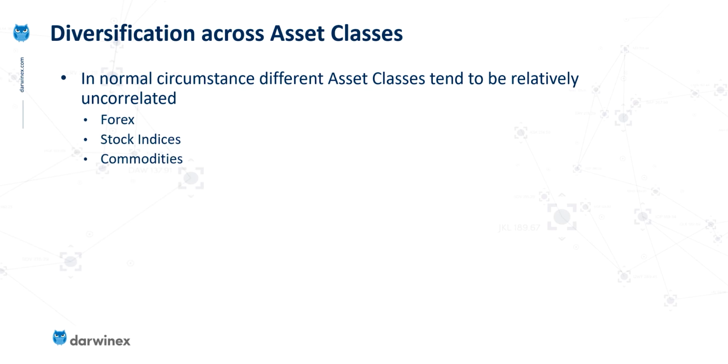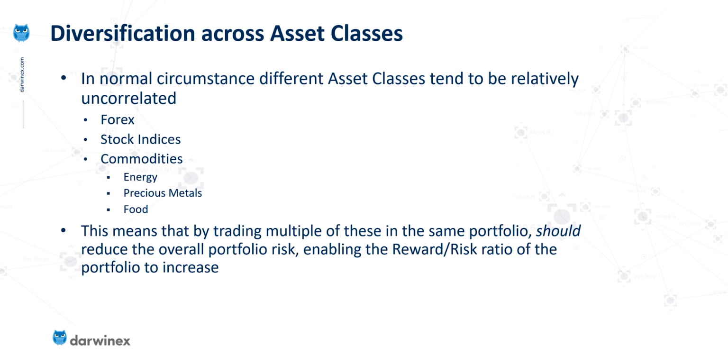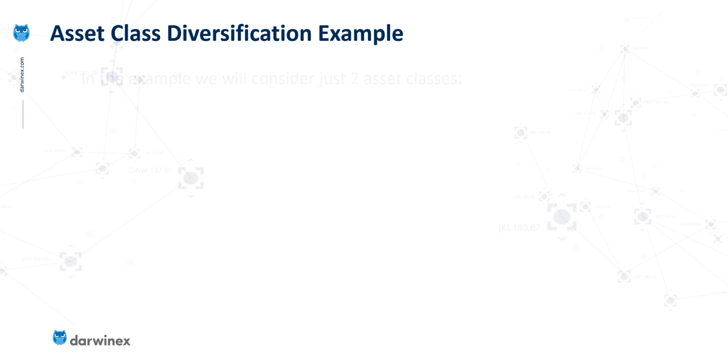Now, by asset class, I'm talking about, for example, Forex, or stock indices or commodities. And of course, within these, we can also subcategorize. So for example, within commodities, we might have energy-based commodities like oil and gas, precious metals such as gold and silver, and various different food commodities. And so taking the approach of trading multiple of these in the same portfolio should reduce the overall portfolio risk. And of course, if we can do that, it means that we will be increasing the reward to risk ratio of the portfolio.